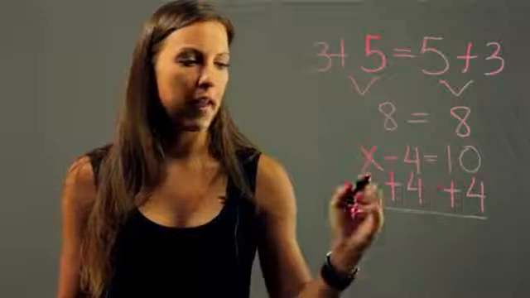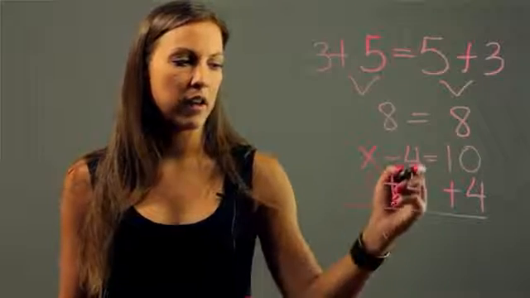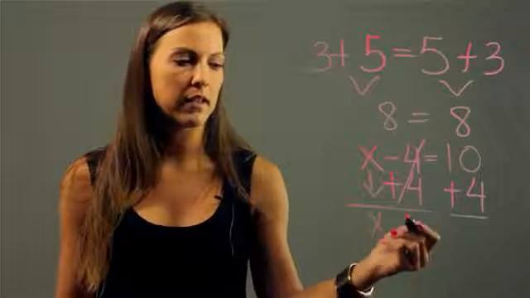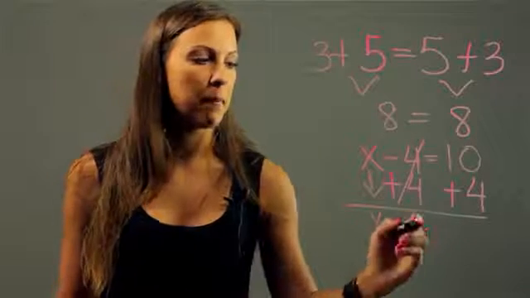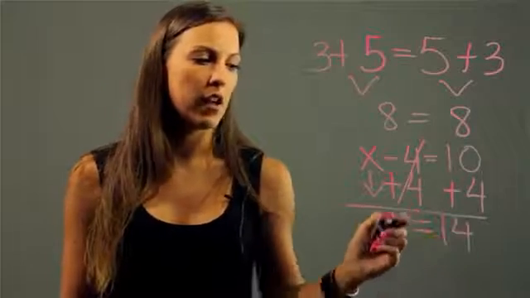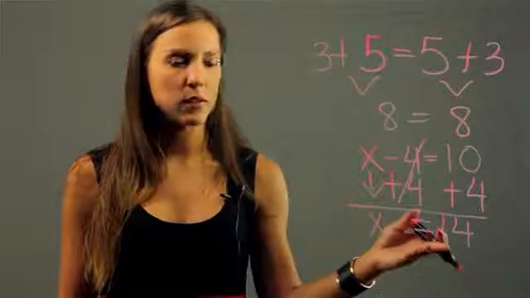So now my x is brought down. The -4 and the +4 cancel out, because -4 and +4 is 0, and 0 plus x is still just x. My equal sign comes down, and 10 + 4 = 14. So I've solved the equation. I have that x = 14.